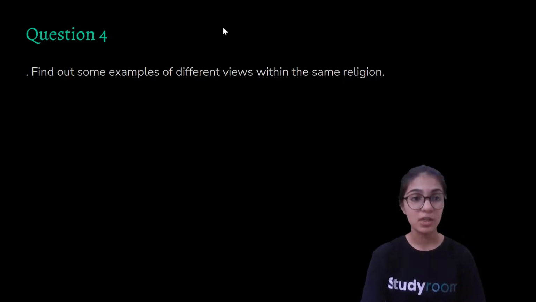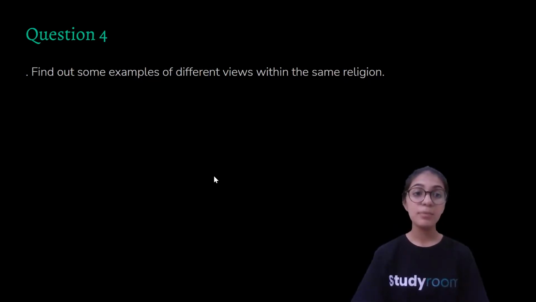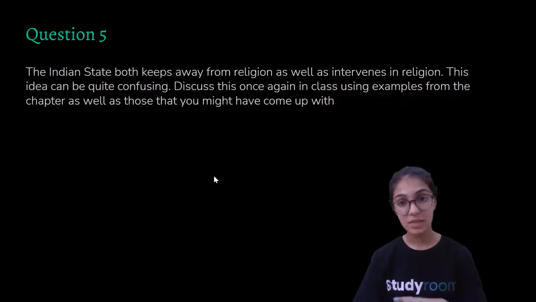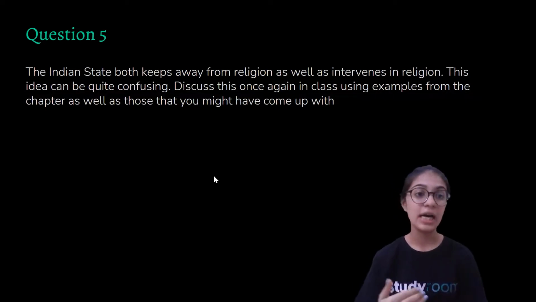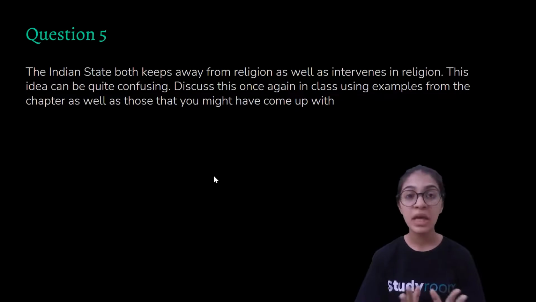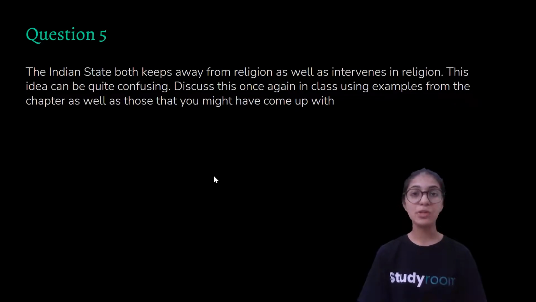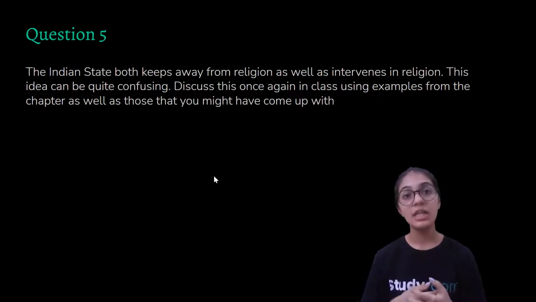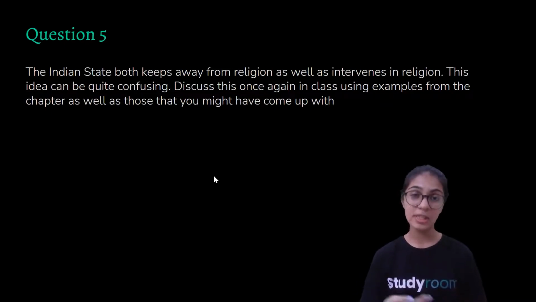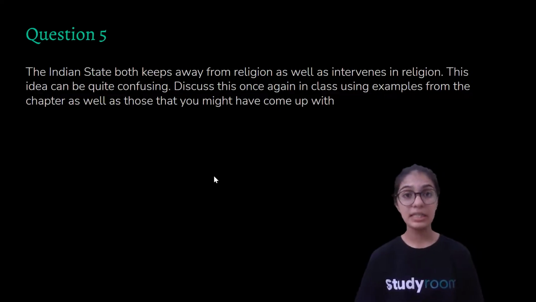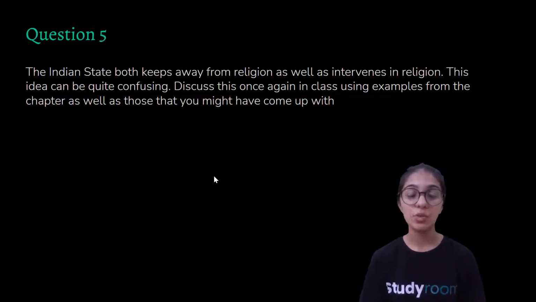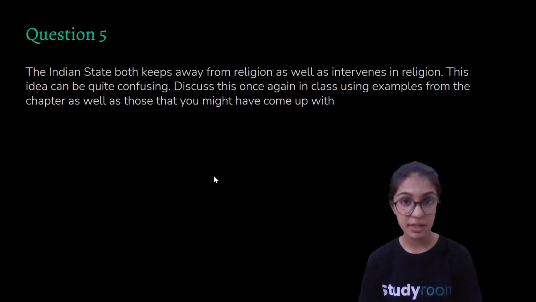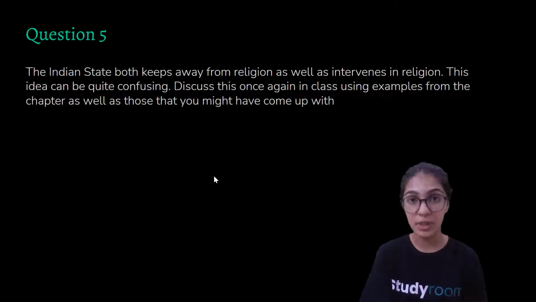Moving forward to the next question that says, the Indian state both keeps away from religion as well as intervenes in religion. This idea can be quite confusing. Discuss this once again in class using examples from the chapter as well as those you might have come up with. Yeah. So as I told you, there were 3 strategies that the government takes up in order to ensure that India is a secular state, that secularism is practiced in the country. One of the strategies over here was a strategy of non-interference, and one of them was a strategy of intervention.